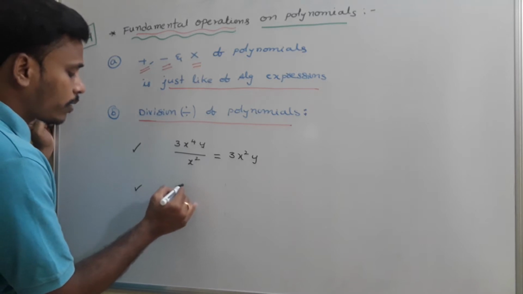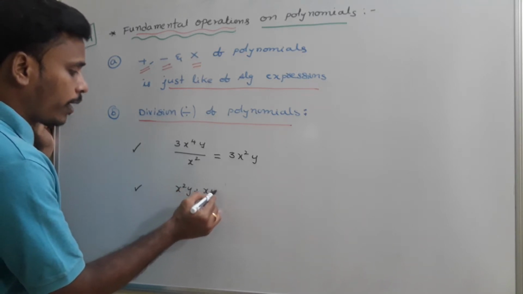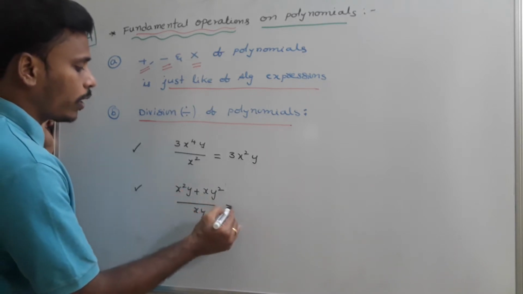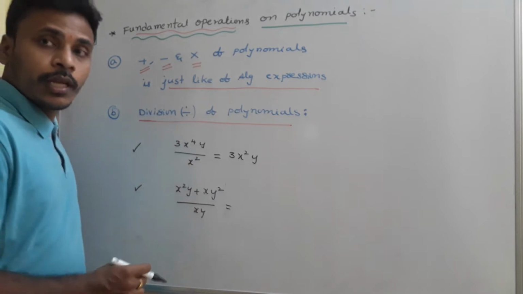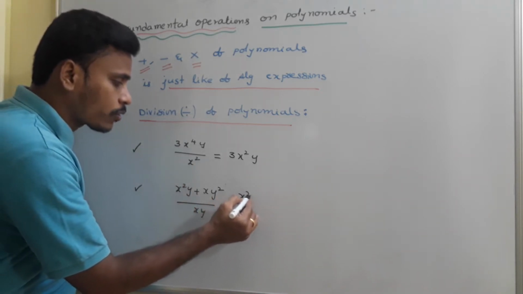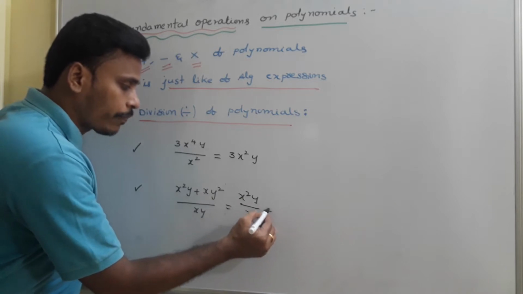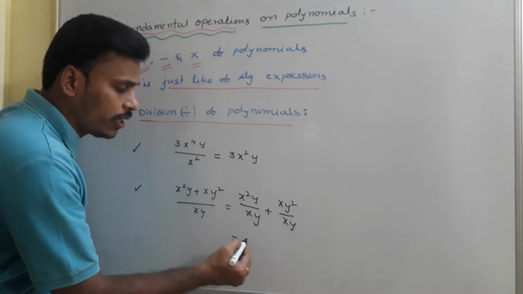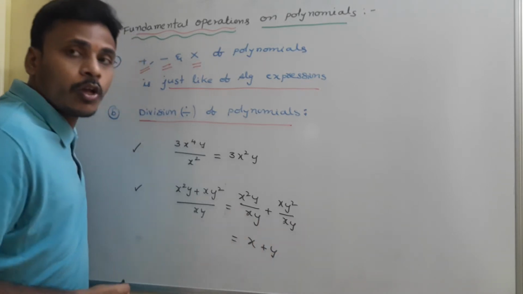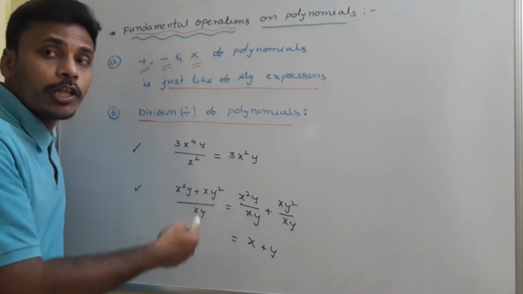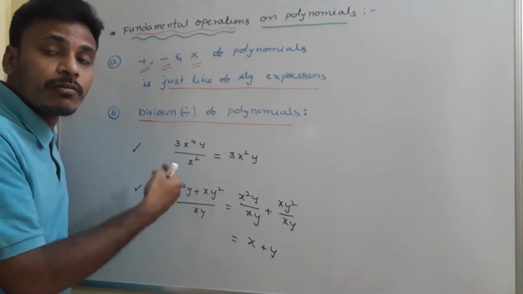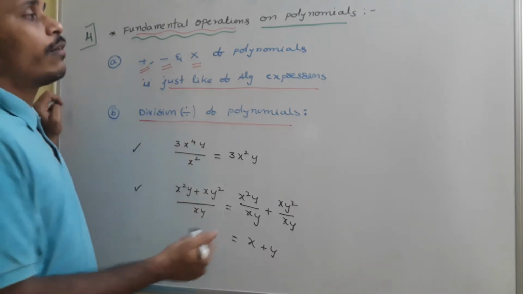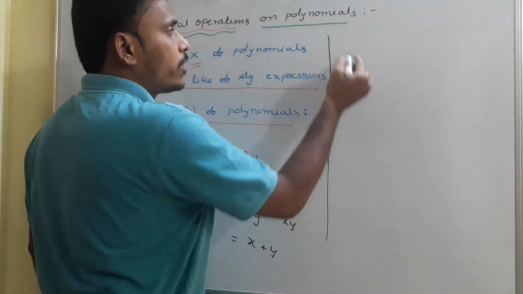Whereas if you have something like (x^2 y + x y^2) divided by xy, dividing two terms by one term, you just split it, you separate it. It becomes x^2 y by xy plus x y^2 divided by xy, which is also a bit easy: simply x plus y. But dividing a polynomial by a polynomial, with more terms in the numerator and more terms in the denominator, for those types of divisions we need to discuss.